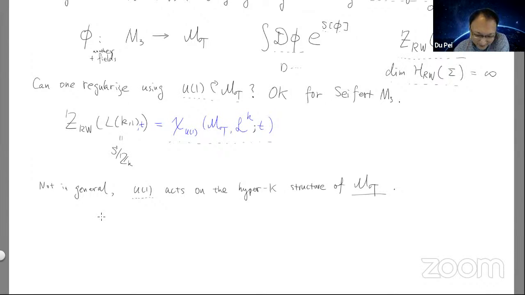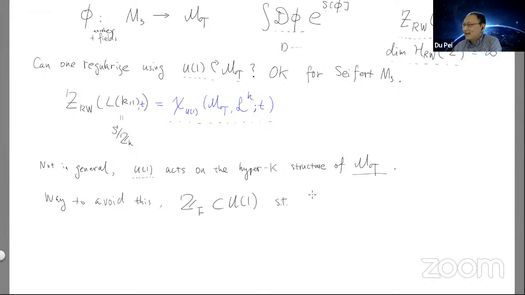But this does not mean that you cannot do anything. One way to avoid this problem is by looking at a finite subgroup Z_F of U1, such that it fixes the hyperkähler structure, so then it will be compatible with the 3D Rozansky-Witten model. And then, to use it to regularize, one further requires that the fixed points of Z_F again only consist of the superconformal points.